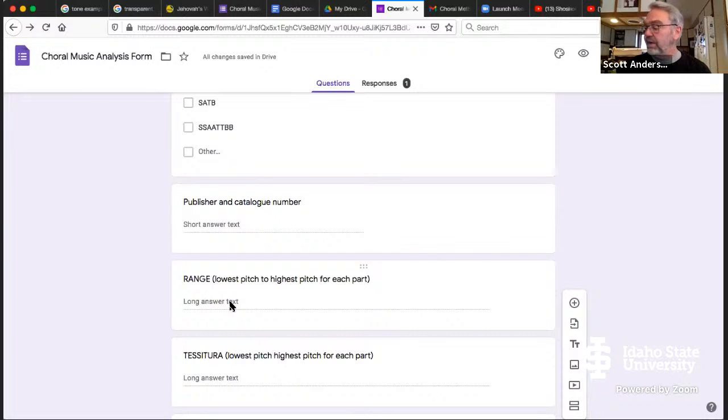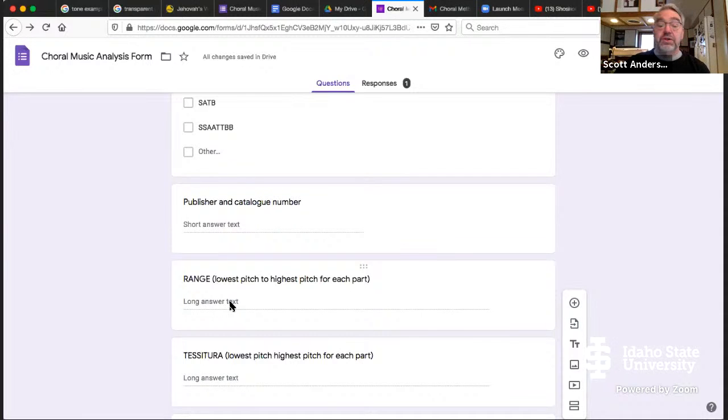See, it's just outlining that F to C. Now, an argument could be made that maybe it's F to B flat. But the point is that's as close to a choral part having the tessitura and the range almost identical as you can really get. So that's what I would suggest for that tessitura.